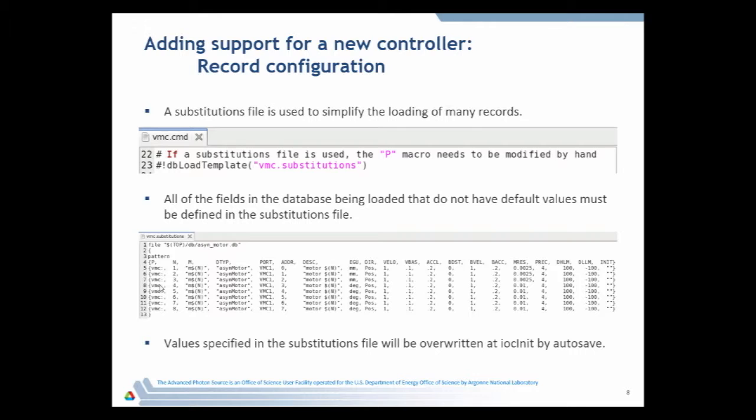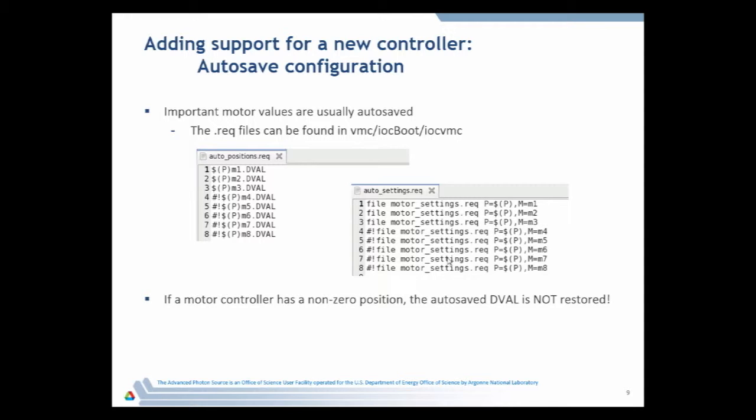It's important to note that the values specified in this substitutions file will be overwritten at IOC init if you are autosaving motor parameters, if you're autosaving the motor fields. That doesn't mean you shouldn't set these. These are excellent defaults in case autosave fails, but these values will only effectively take effect the first time before autosave takes over.